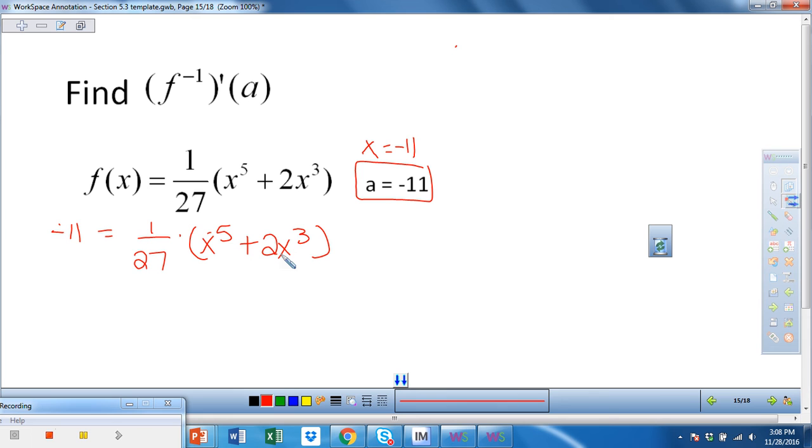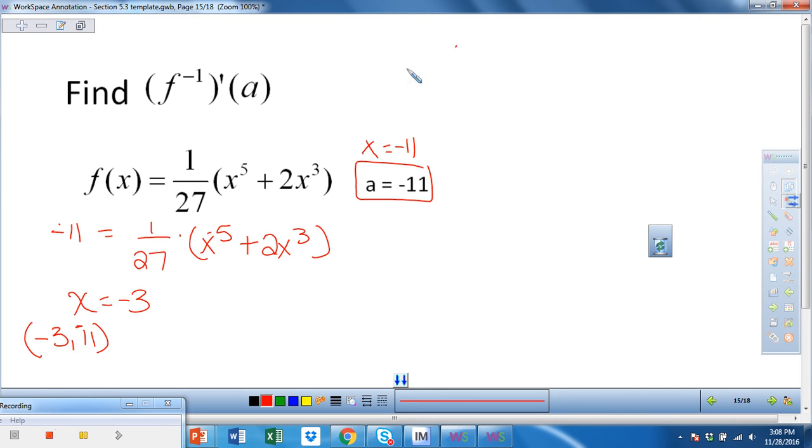And I get my new x value is -3. So I get x is equal to -3. So that means that on the inverse, I have a point -3, -11. Okay?